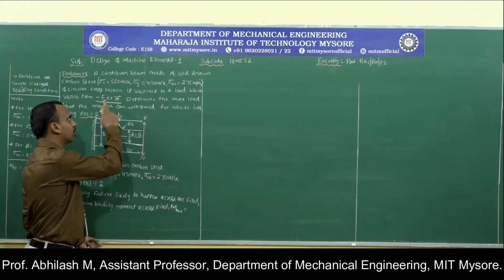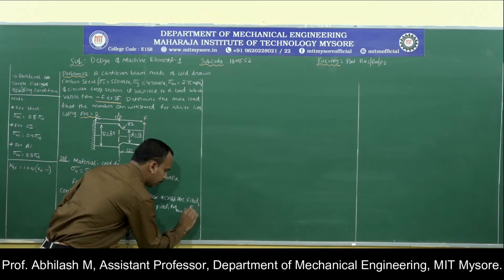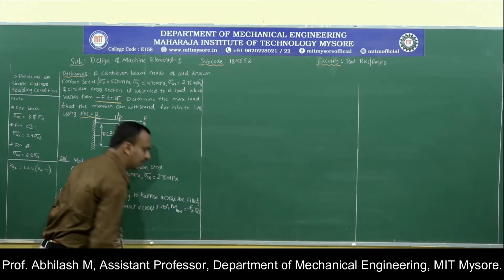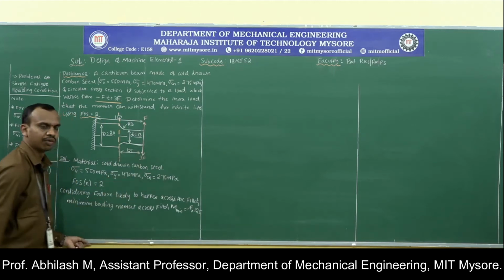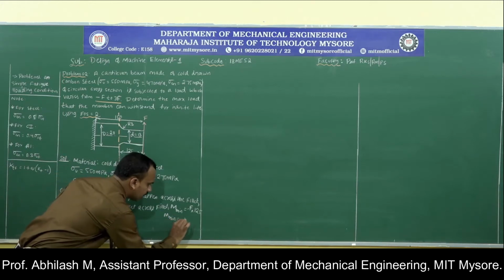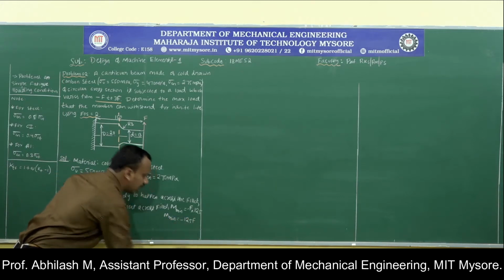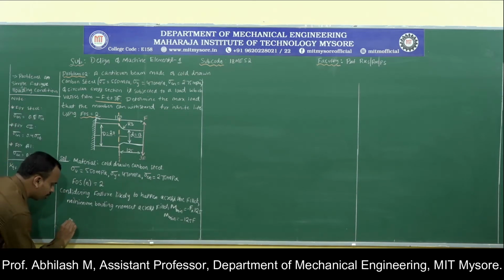What is the minimum load? The minimum load is minus F into its perpendicular distance of 125. So, the minimum perpendicular distance is 125. So, the bending moment minimum is minus 125 F. Similarly, I can calculate the maximum bending moment.